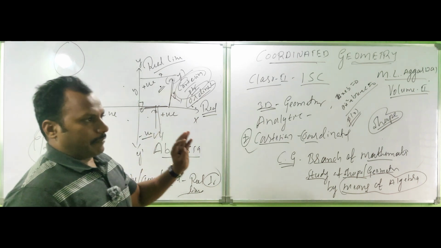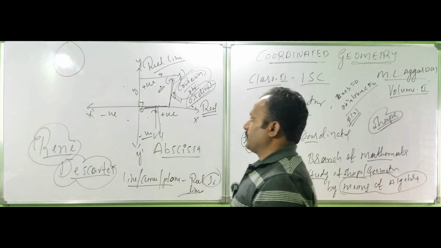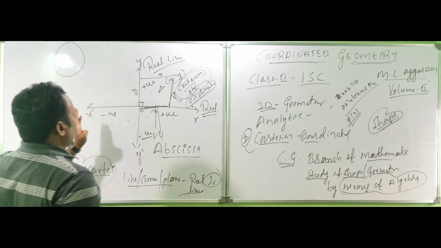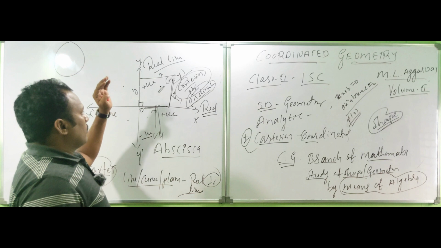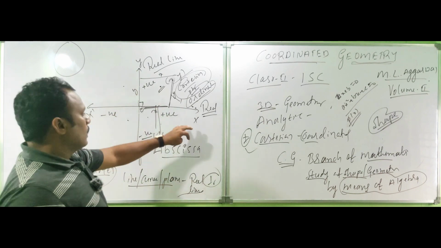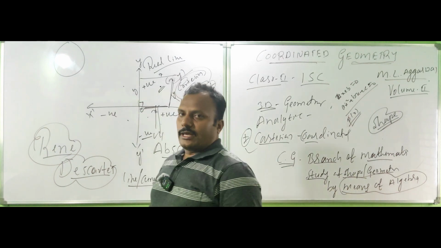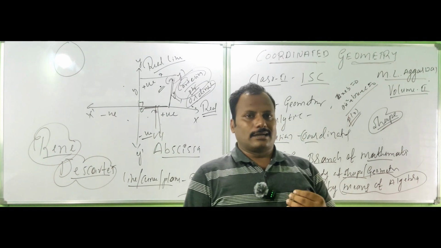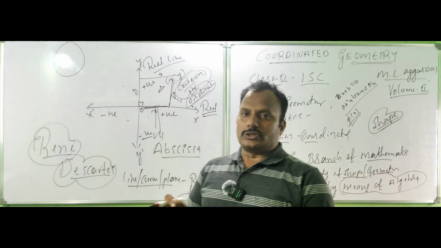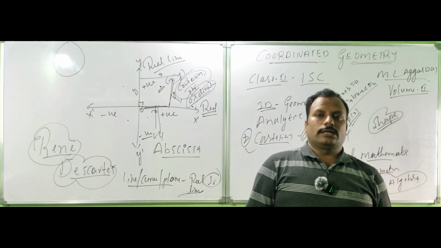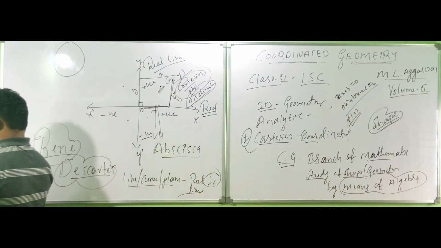These are two perpendicular real number lines, each with a negative side and a positive side. The vertical line is called the y-axis and the horizontal line is called the x-axis. You know the basic idea of geometry from previous classes. Today we will start directly from the distance formula, then the section formula, with some introductions.